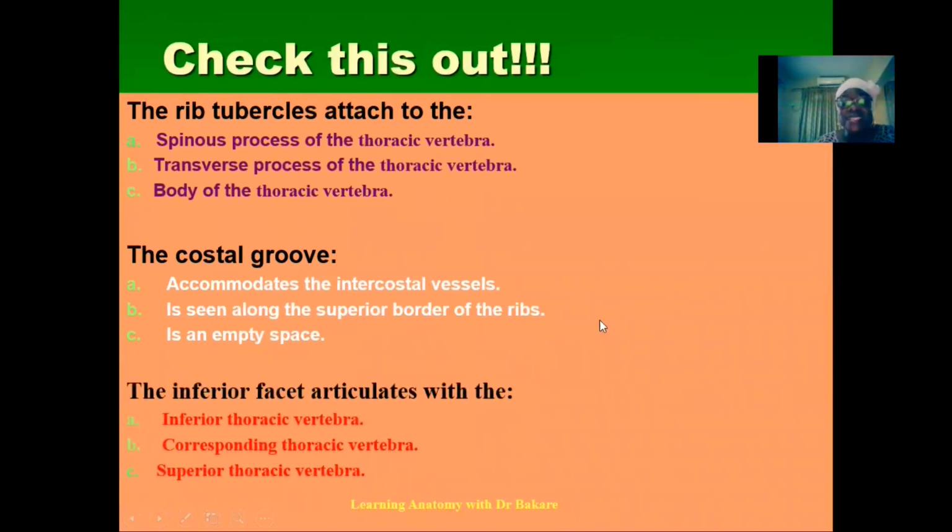Then the third question: the inferior facet that is seen in the head of the ribs articulates with what? Is it the inferior thoracic vertebra, the corresponding thoracic vertebra, or the superior thoracic vertebra?